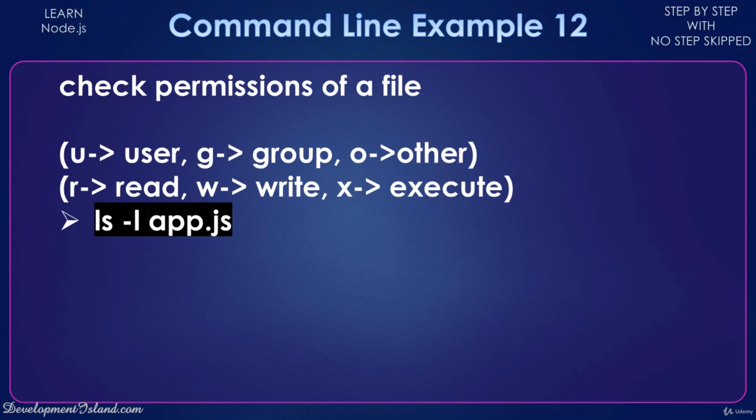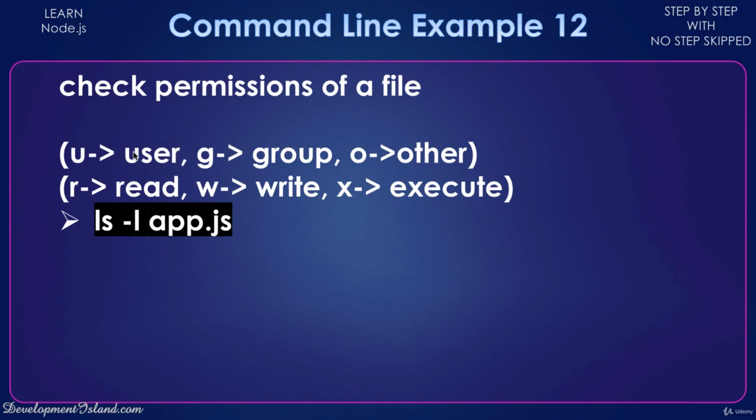So permissions are the different rights that you give to different types of users when it comes to a certain file. So some users can read a file, some users can read and write inside a file, some users can execute an executable file, and so on. So there are three types of users.